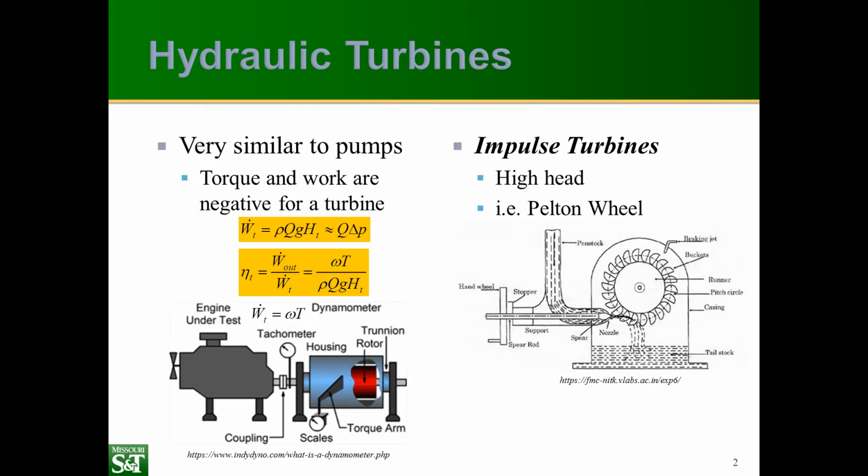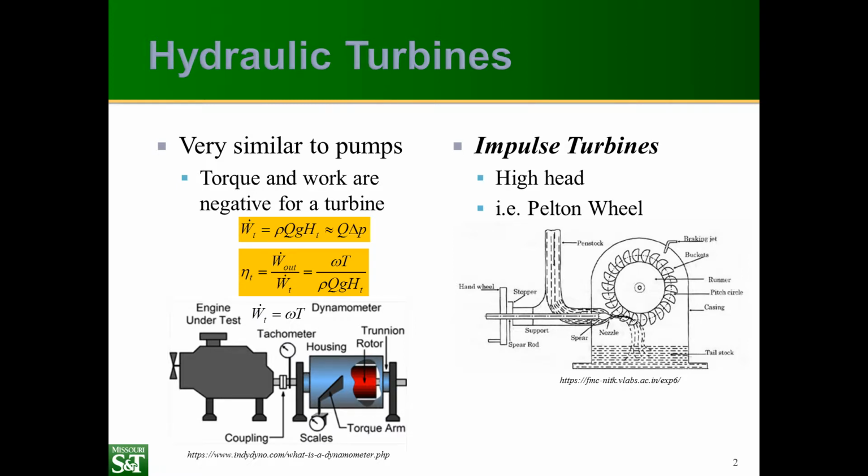Like pumps, we can use the Euler turbomachine equation to analyze ideal systems, and like pumps, we generally rely on empirical measurements to fully characterize turbines because of the difficulties modeling things like boundary layer separation and friction losses.